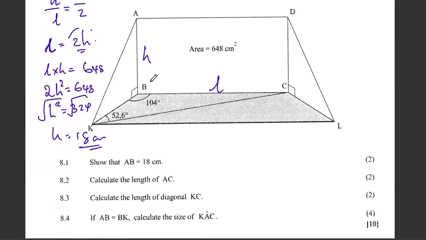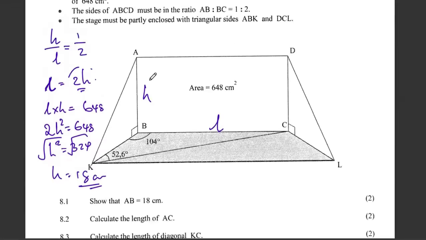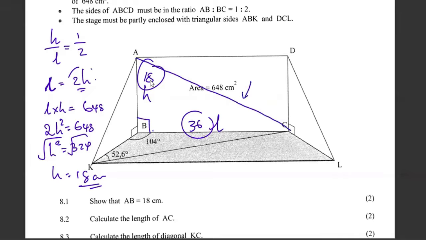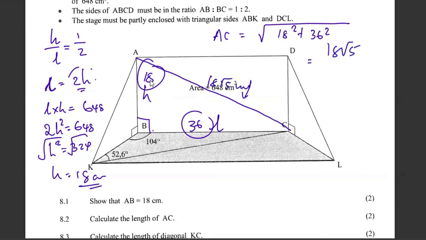Then calculate the length of AC. If this is 18, then this is 36. They want us to get the length of AC. Now we know that if this is rectangular, then this is a hypotenuse. Let's use the theorem of Pythagoras, meaning that AC is going to be the square root of 18 squared plus 36 squared. Let's go to the normal mode. Square root of 18 squared plus 36 squared gives me 18 root 5. So that is 18 square root of 5 units.